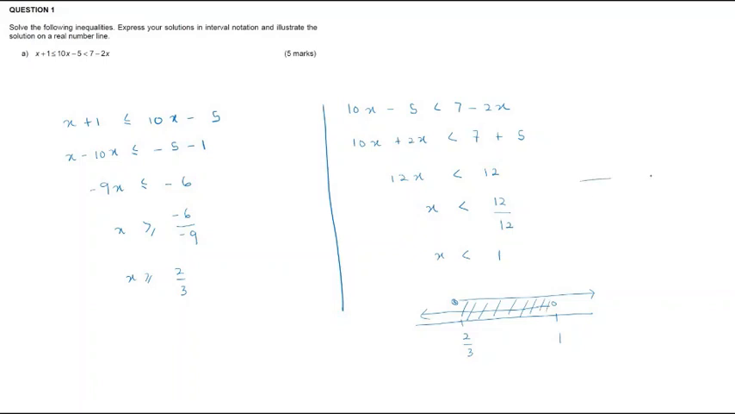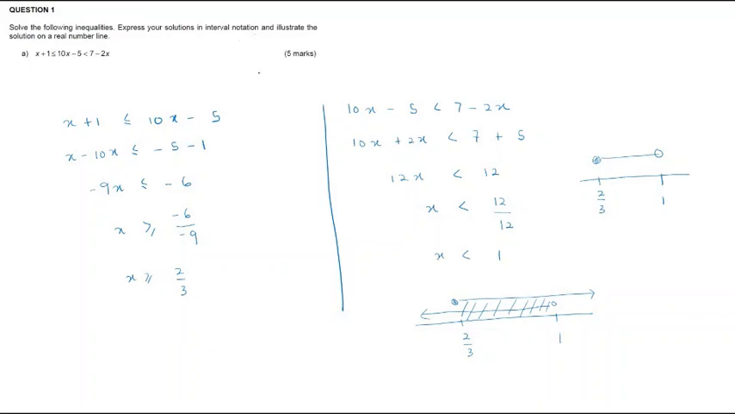If you want to simplify, you can also write it as 2 over 3 less than or equal to x less than 1. This one is a whole circle, and this one is an empty circle. Join the two circles. Okay, this is the answer on the real number line.